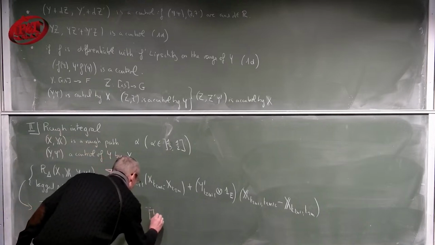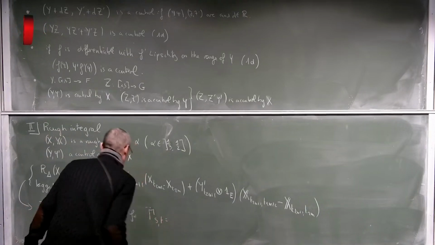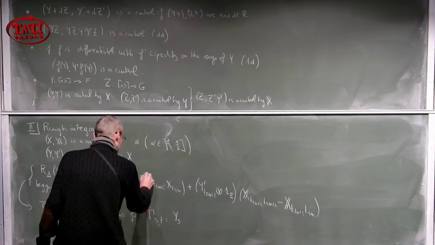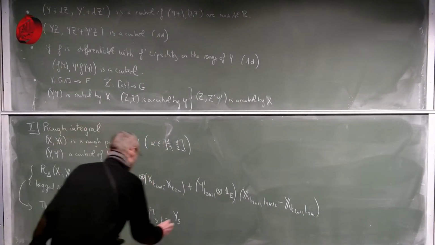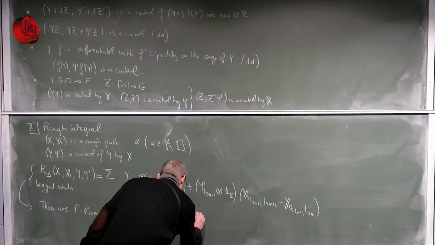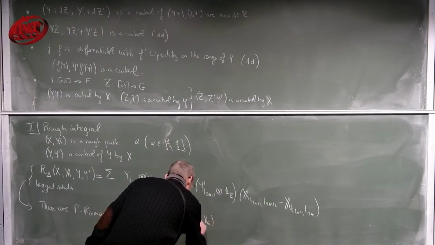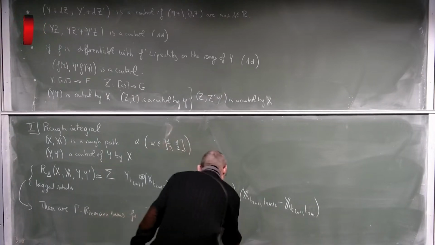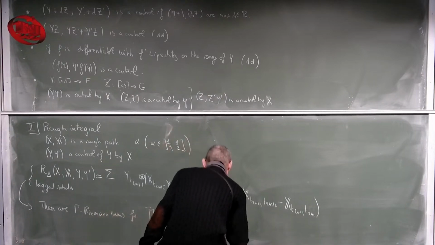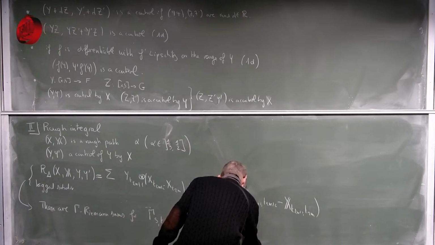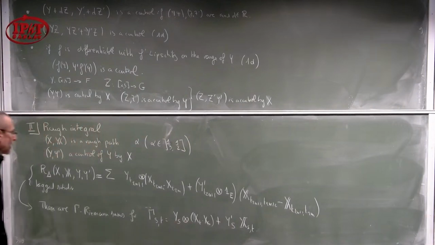For gamma_st, you won't be surprised. I'm sorry, here is the tensor product: Y_s tensor (X_t minus X_s) plus Y'_s tensor ... X_st. Okay, so this is the definition.